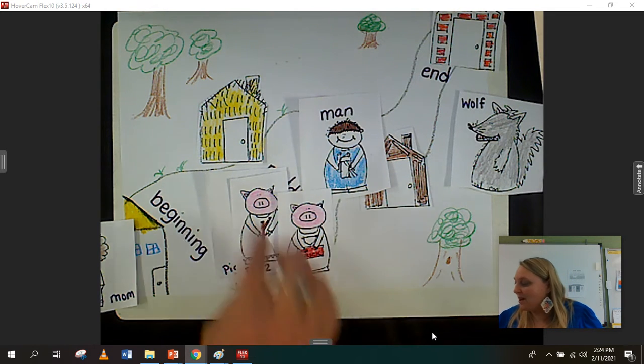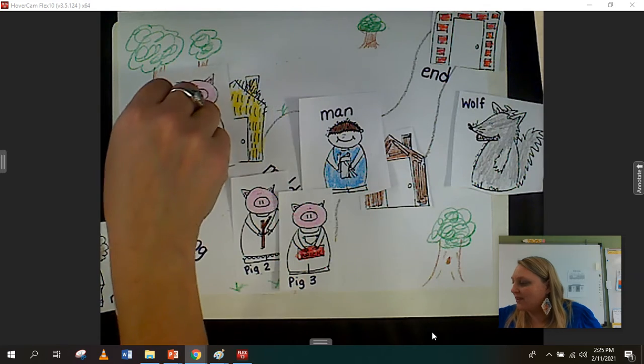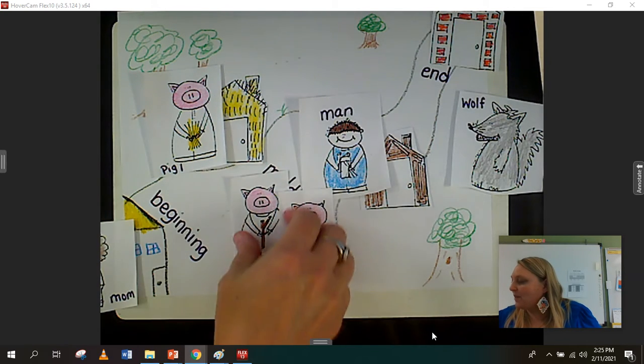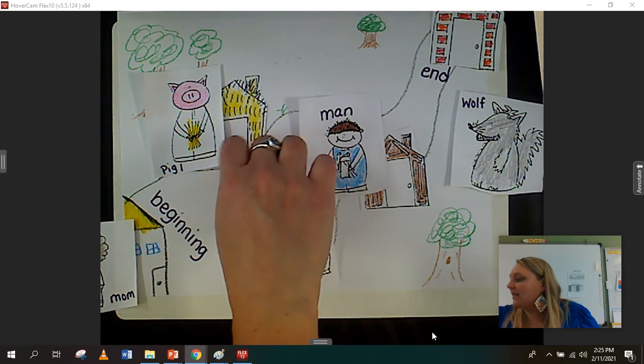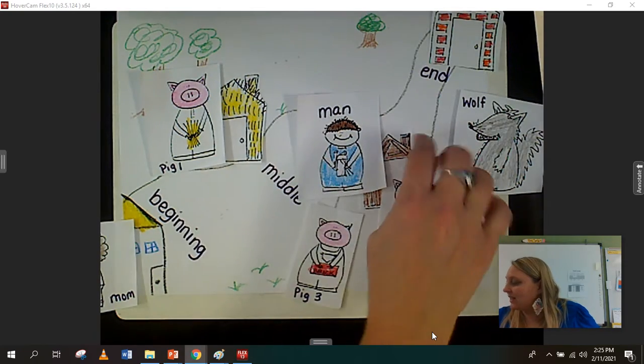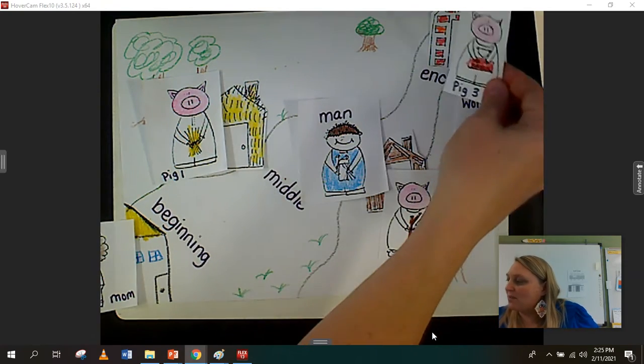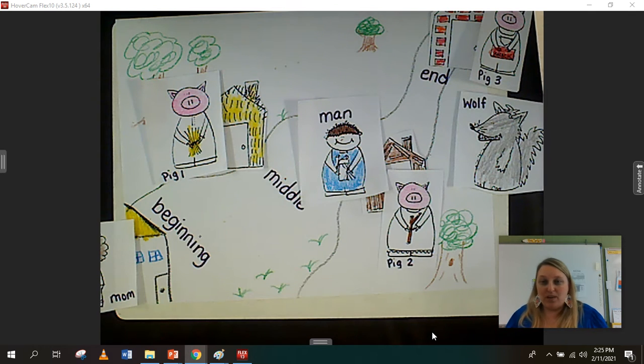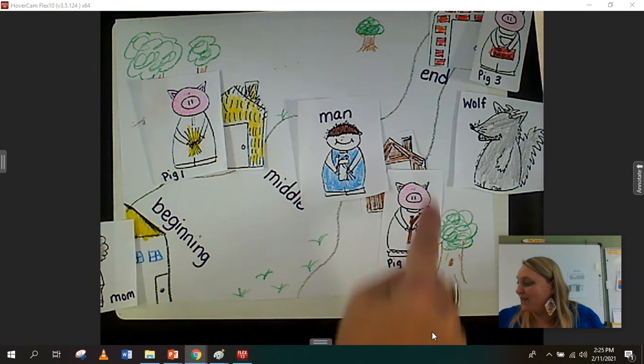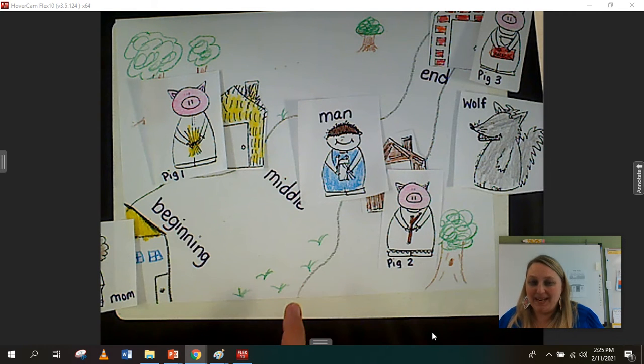One little pig bought some straw and built a house of straw. One little pig bought some sticks and built a house of sticks. And one little pig bought some bricks and built a house of bricks. All right, friend, we're right here in the middle of the story. What's going to happen? We are now going to tell the middle of the story.